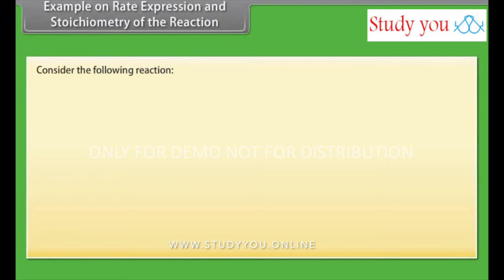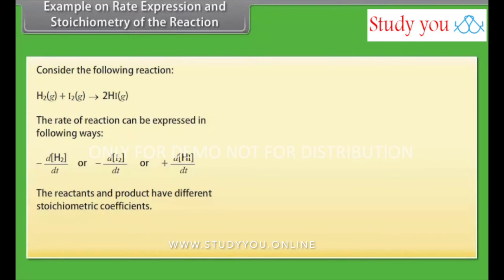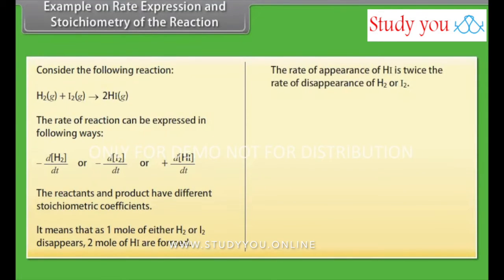Let us consider the following reaction. H2 plus I2 gives rise to 2HI. The rate of reaction can be expressed in the following ways. Minus d by dt of H2 or minus d by dt of I2 or plus d by dt of HI. The reactants and product have different stoichiometric coefficients. It means that as 1 mole of either H2 or I2 disappears, 2 mole of HI are formed. The rate of appearance of HI is twice the rate of disappearance of H2 or I2.